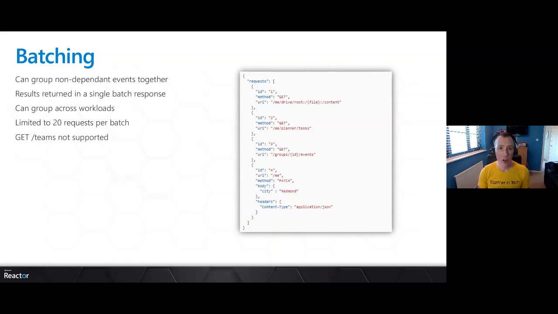As long as they are non-dependent, you can mix and match across lots of different services. They can be different verbs as well, so they don't all have to be gets. For instance, they could be some posts and some patches. You're limited to 20 requests a batch. There's an example on the screen of what you might do there: a couple of gets and a patch across different workloads. Annoyingly, the /teams endpoint isn't supported for batching. But depending on what you're doing across Graph, you might find that batching is a good way to cut down on some of the traffic, and batching helps you in terms of your throttling limits as well.